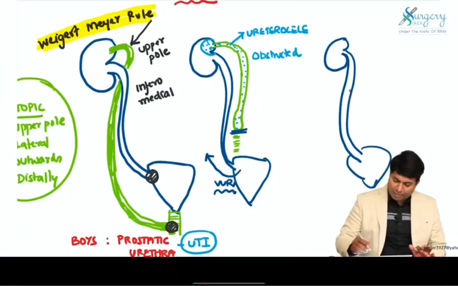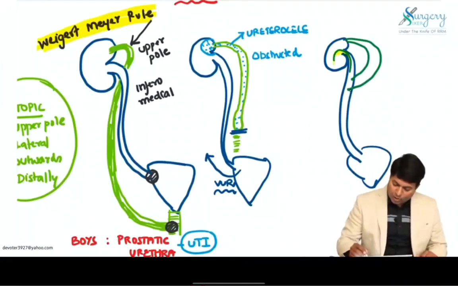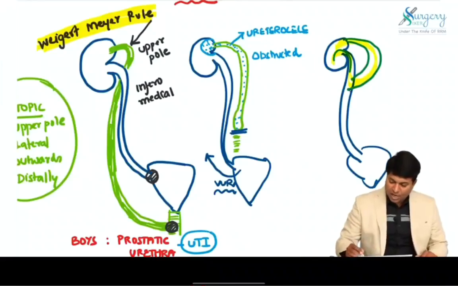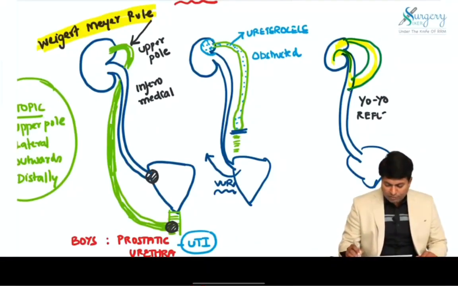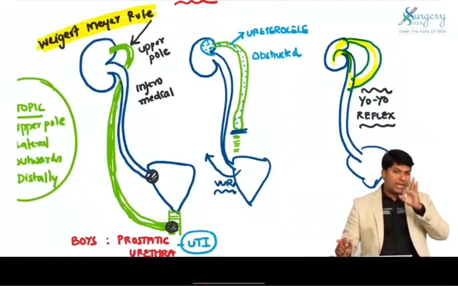So one ureter is normally entering the bladder, and the ectopic ureter enters into this ureter itself. So what will happen? The urine which will go like this will reflux back into the kidney like this. This is known as yo-yo reflux. Yo-yo reflux ureter is also a type of ectopic ureter. So three pathologies I have told in ectopic ureter.